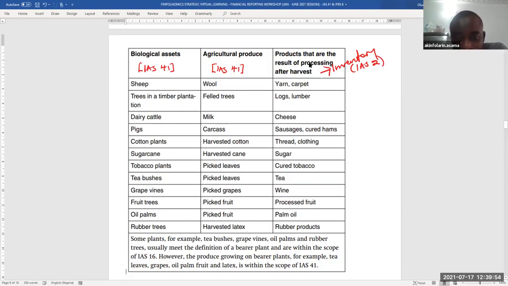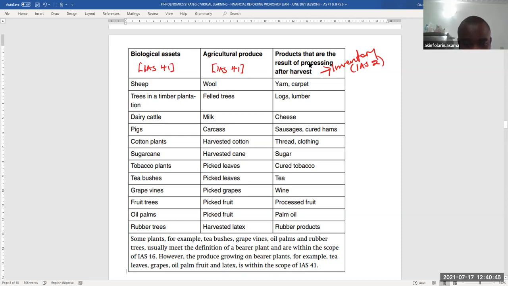Tobacco plants, picked leaves, cured tobacco. Tea bushes, picked leaves, and tea under inventories. Grapevines become picked grapes under agricultural produce, and wine as inventory. Fruit trees become picked fruits and processed fruits when they become inventory. Oil palms, for example, the produce is picked fruit, and oil palm oil as inventory when it is being sold. Rubber trees, for example, the agricultural produce is harvested latex, and later it becomes rubber products as an inventory.